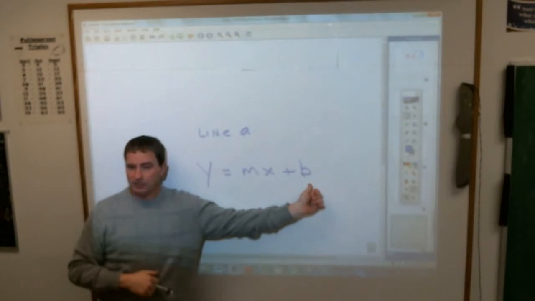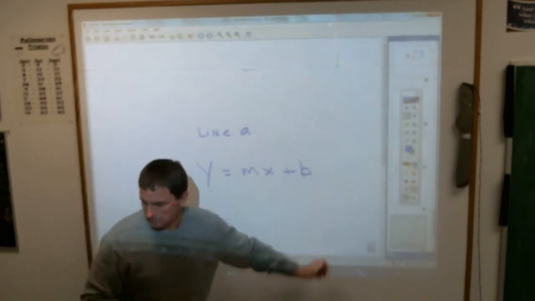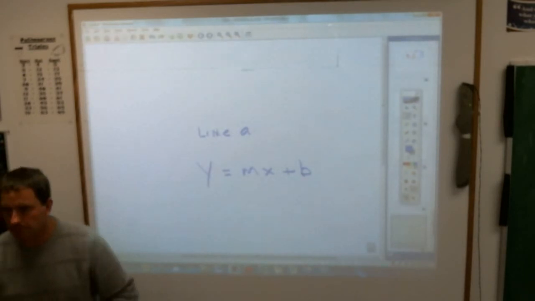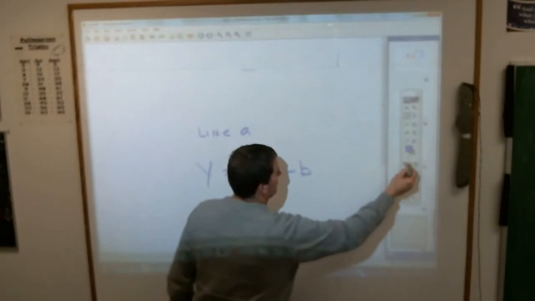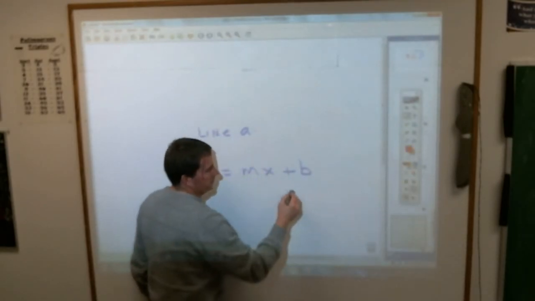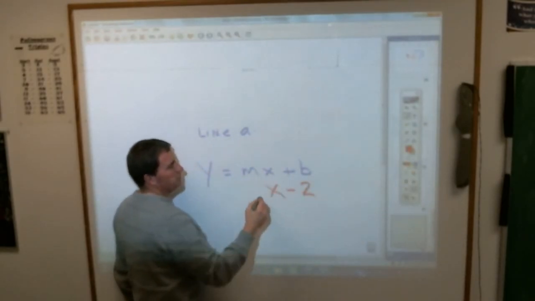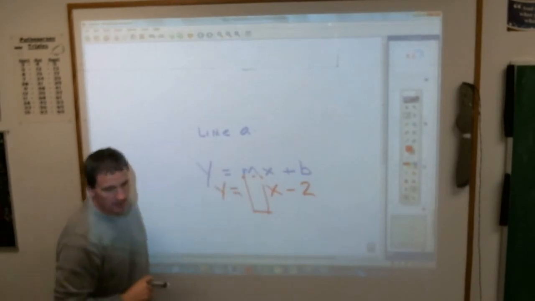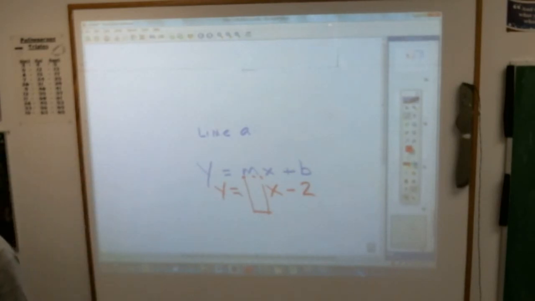If you're looking at line A in your book, where does that line cross the y-axis? Kayleen? Line A crosses at negative 2. So you can automatically put negative 2 in for b. Now you just have to fill in what's in front of the x with whatever the slope of that line is. So you have to look at the triangle. They already made it for you. How high is that triangle over how wide is it?